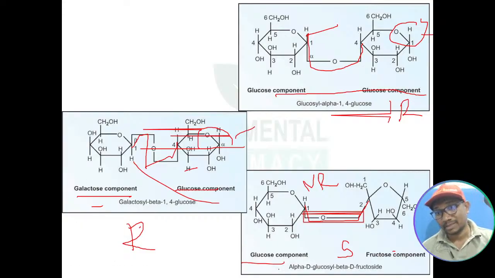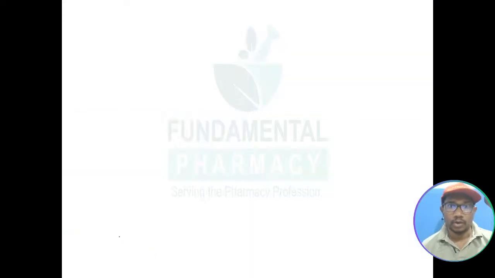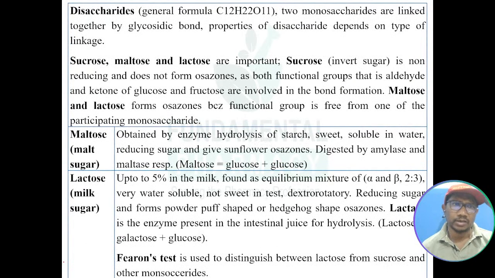But if you see the example of sucrose, there is no free aldehyde or ketone group, because the ketone group of fructose and the aldehyde group of glucose are both involved in the bond formation. That's why sucrose is a non-reducing sugar. I hope you have understood.